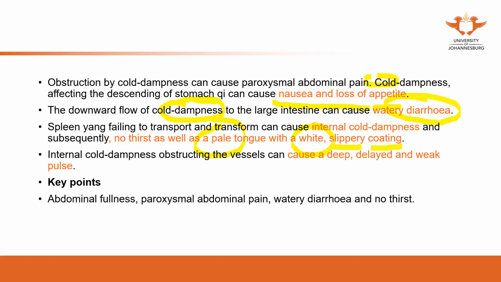The key manifestations: fullness in the abdomen, abdominal pain, watery diarrhea, no thirst. When we study diarrhea and poor appetite in the Zangfu organ differentiation, we always think about the spleen. So the foot Taiyin meridian, that's the spleen meridian. So the Taiyin syndrome is mostly related to the spleen. When you say Taiyin syndrome, it is all related to the spleen. This is very similar to the spleen yang deficiency from Zangfu organs.